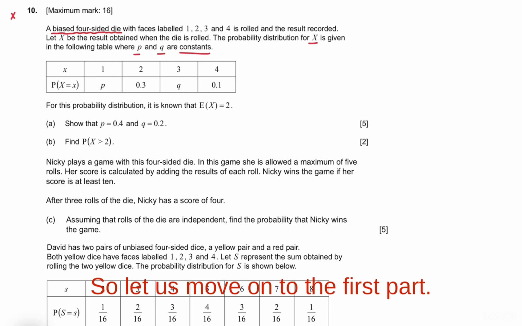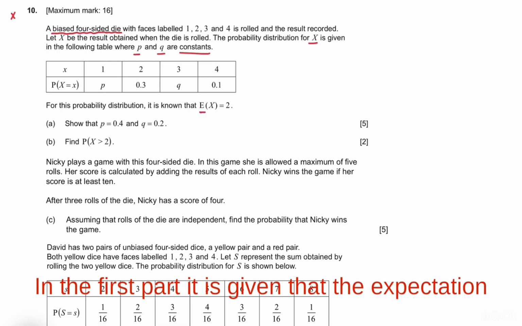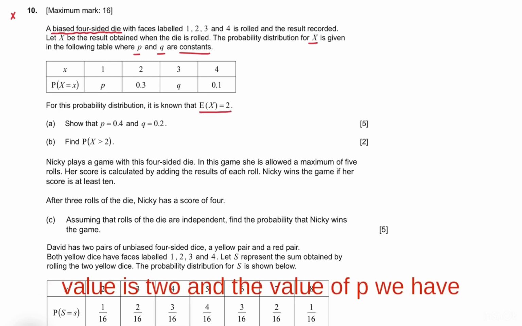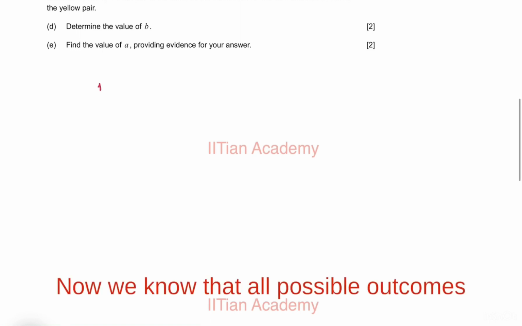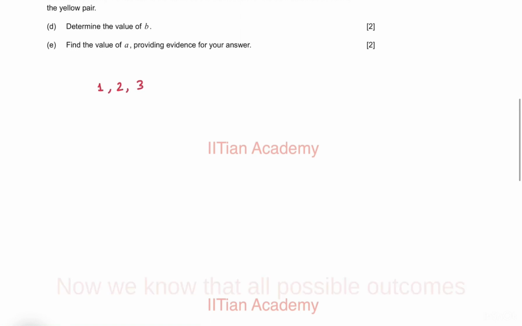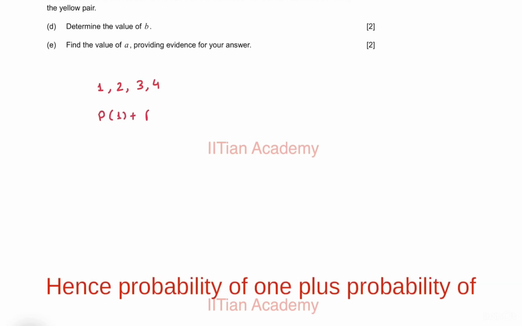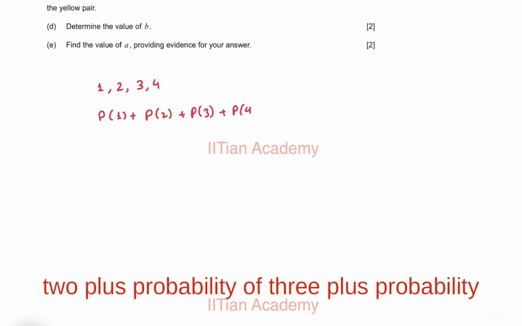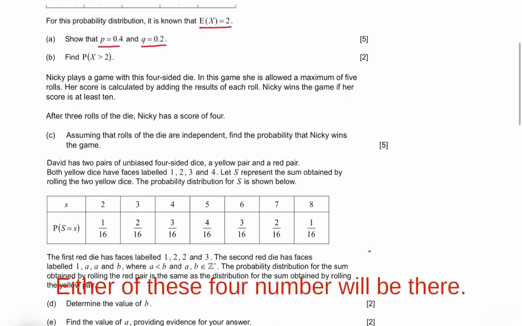So let us move on to the first part. In the first part, it is given that the expectation value is 2 and we have to show that the values of p and q are 0.4 and 0.2. Now we know that all the possible outcomes are either 1, 2, 3 or 4. Hence, probability of 1 plus probability of 2 plus probability of 3 plus probability of 4 must be equal to 1. Either of these four numbers will be there.